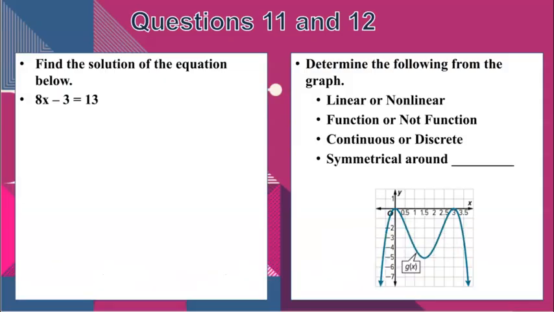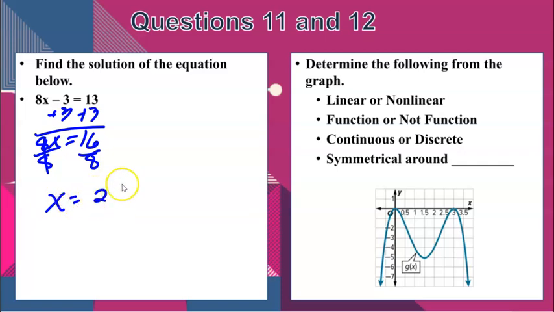Question 11. Find the solution of the equation below. So find the solution, it just means solve for x. So to solve for x, I'm going to add 3 to both sides. And now I have 8x equals 16. To get x by itself, I'm going to divide everything by 8. And x is going to equal 2.